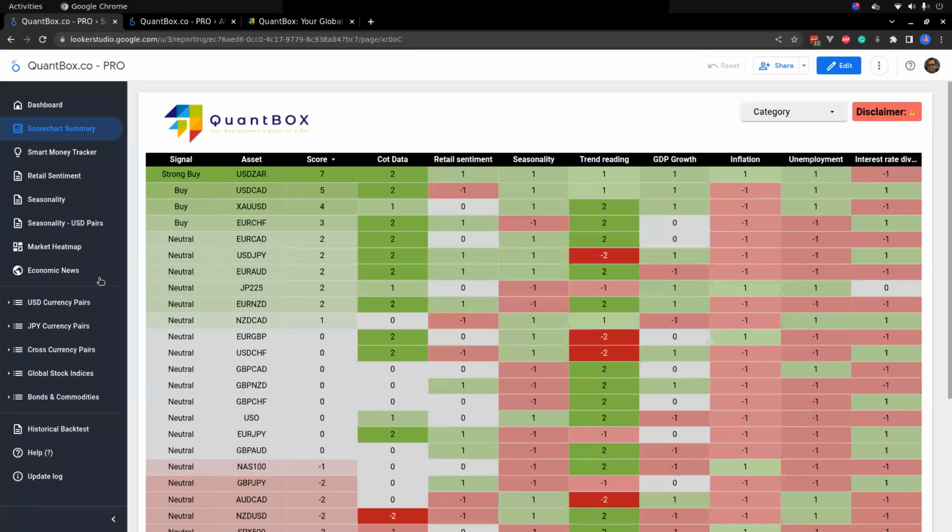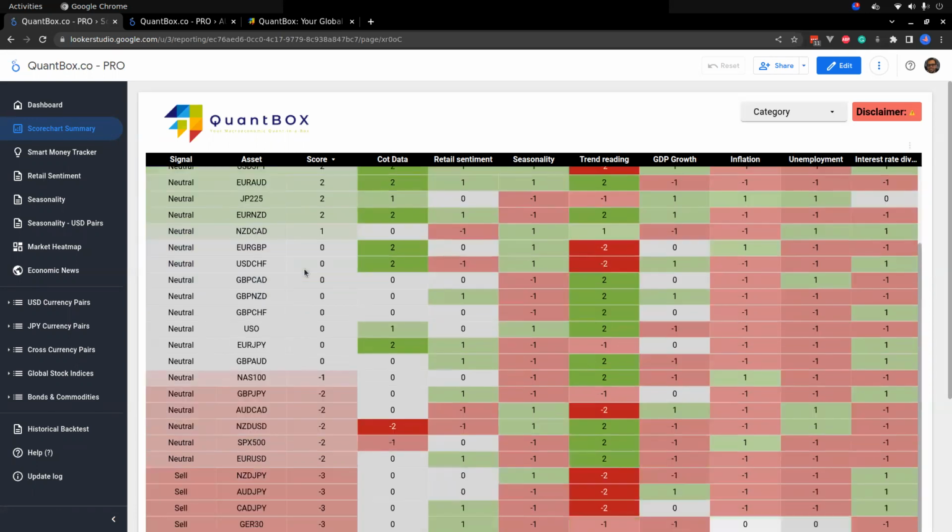So here we are, friends. Score chart summary. Now today's conversation, we normally go into the pairs and have a look at the pairs and say, oh, look, here we go. Nothing much has changed, friends. Nothing much has changed.